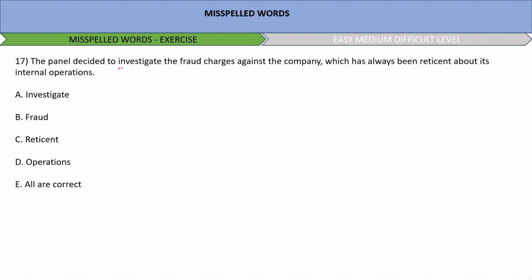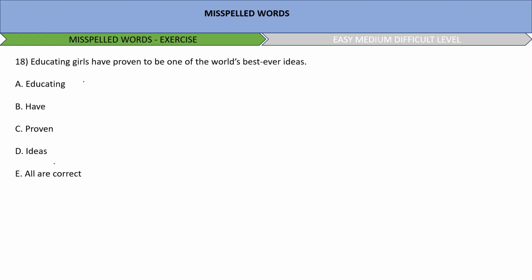Next, educating girls have proven to be one of the world's best ideas. Okay, here it should be has, not have.